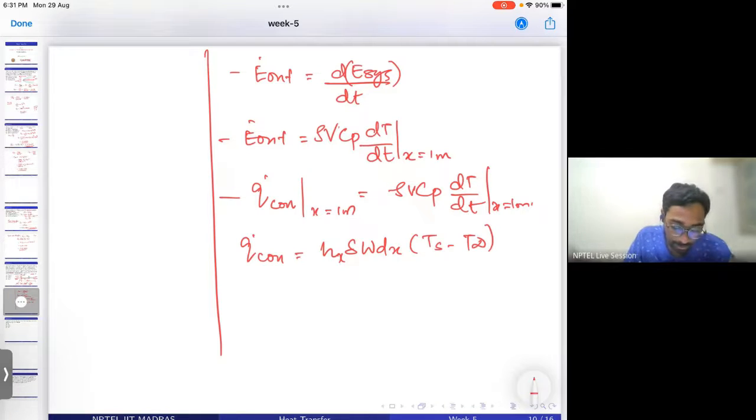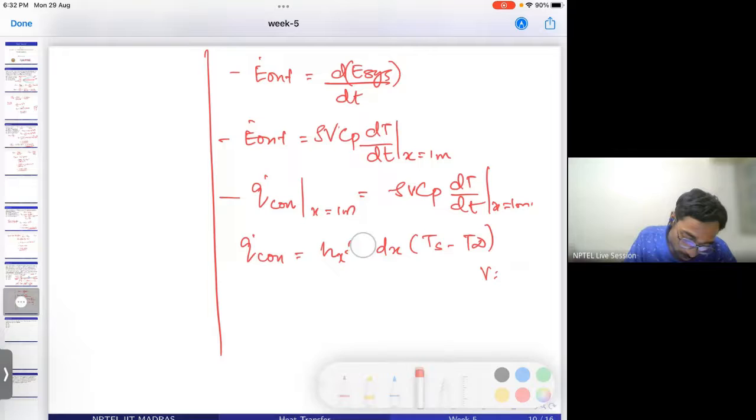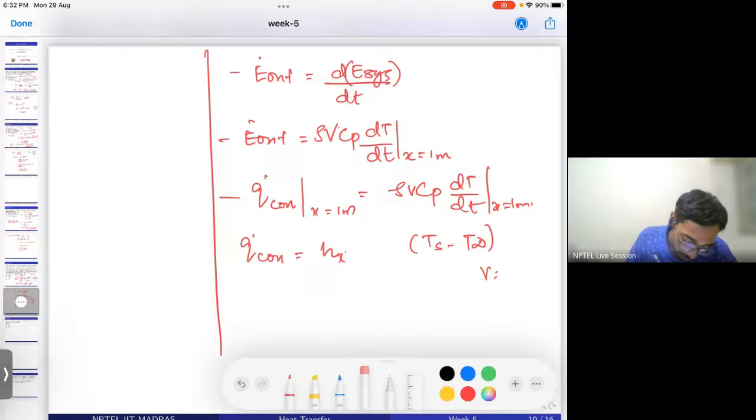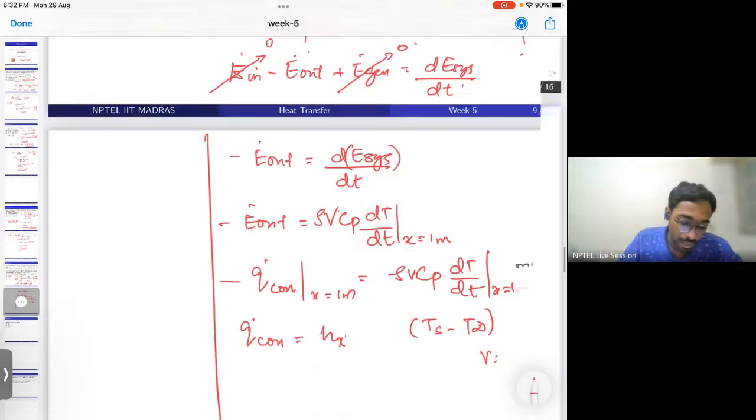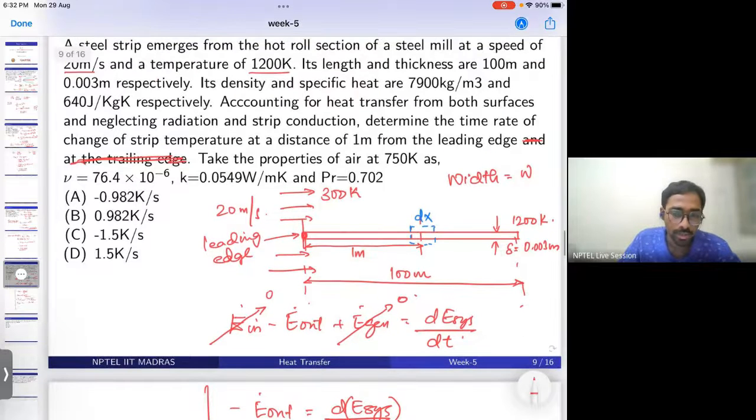And also V is the volume, sorry. So what is the area of heat transfer? So here I am only considering one surface. You may have a doubt whether both surfaces should be considered or not. Unless specified, you can consider only one surface. Okay.